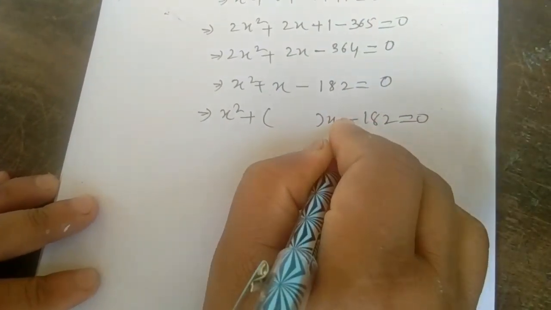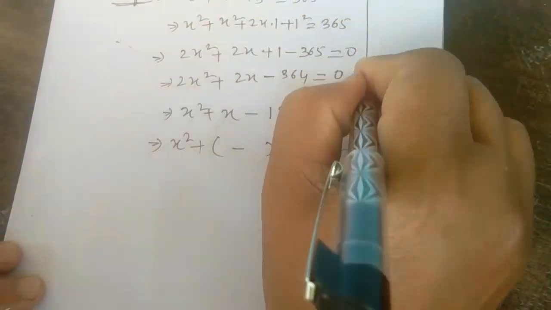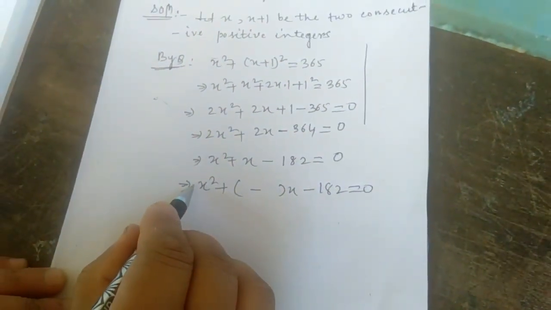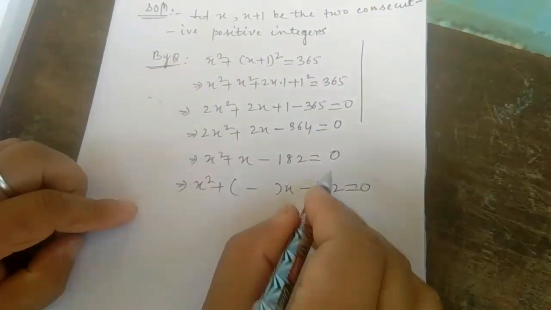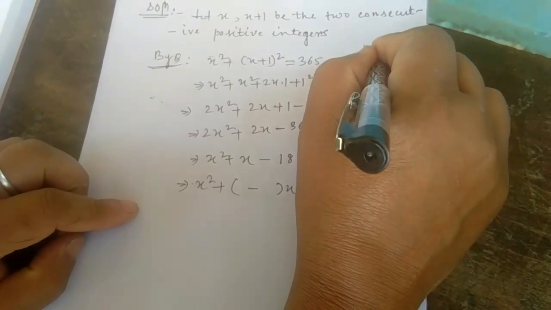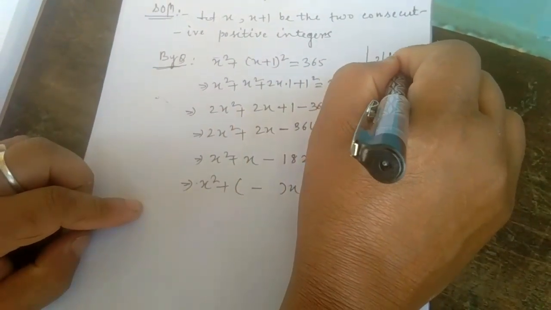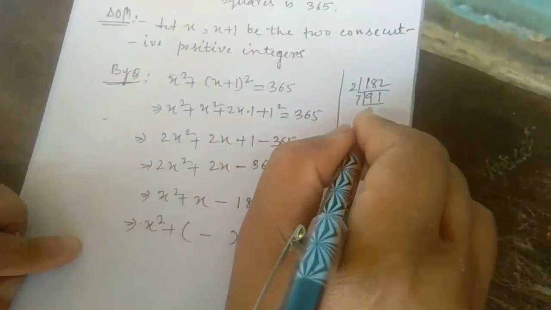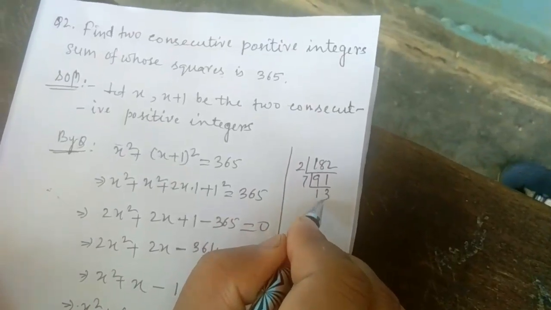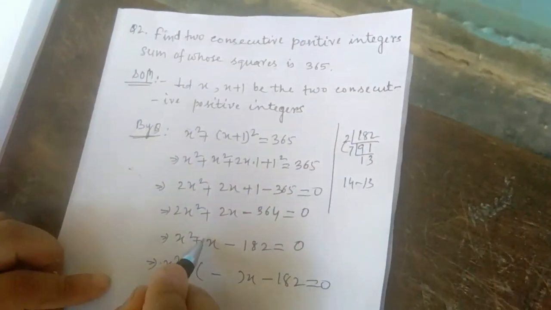It is minus, so put a minus sign. After that, same as before, the coefficient of x square is 1. We multiply the coefficient of x square and the constant term: 1 into 182 is 182. Then find the factors of 182. 2 9s are 18, 2 1s are 2, again by 7, 7 1s are 7, 7 3s are 21. So 2 7s are 14, and 14 minus 13 you will get 1.